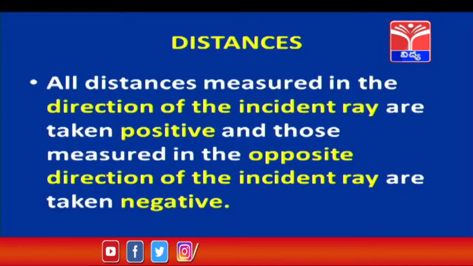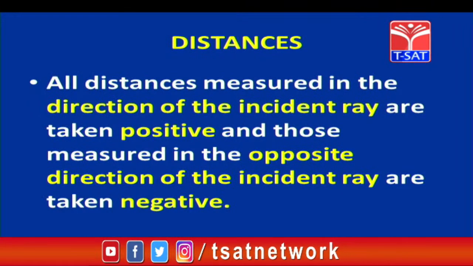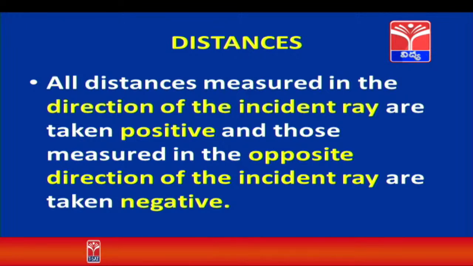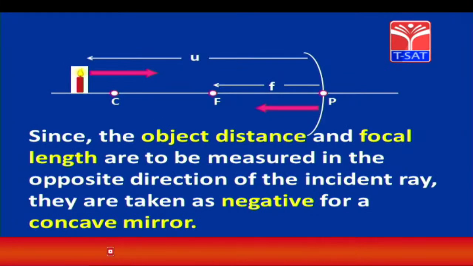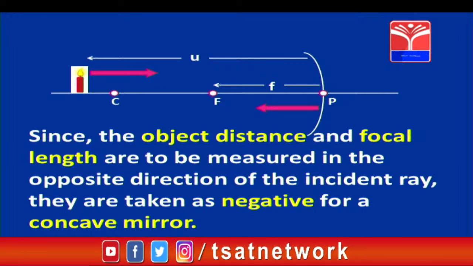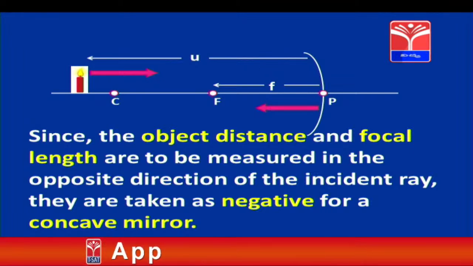All distances measured in the direction of the incident ray are taken positive, and those measured in the opposite direction of the incident ray are taken negative. Let us try to understand this in a better way. Observe this, children. The object is placed at a certain distance from the mirror. For convenience we are taking the concave mirror. In the concave mirror, the focal length lies in front of the mirror itself. So, now if you have to measure the focal length and the object distance, what direction do we have to take and what sign do we get?